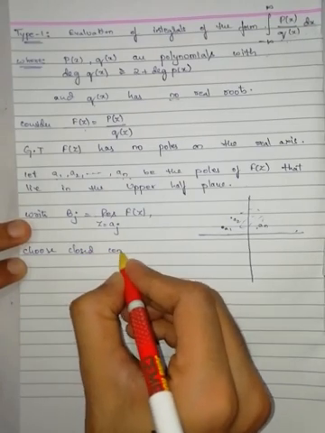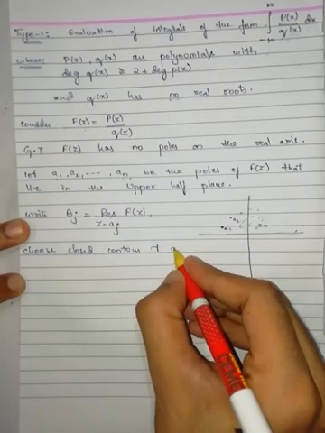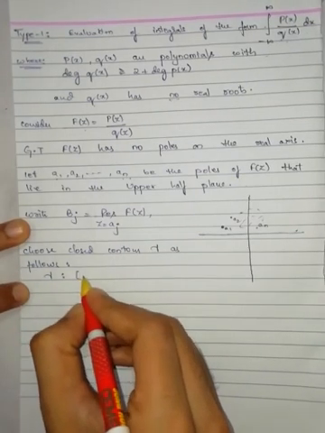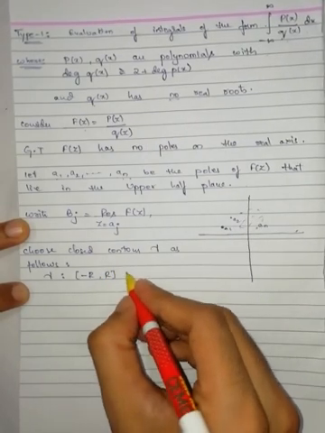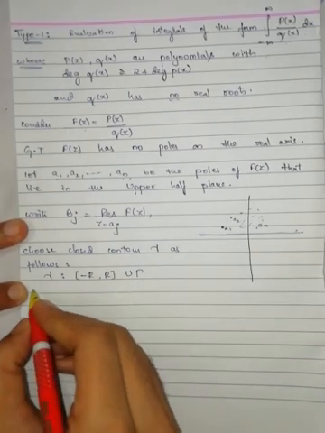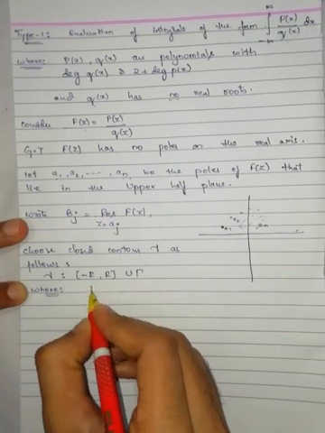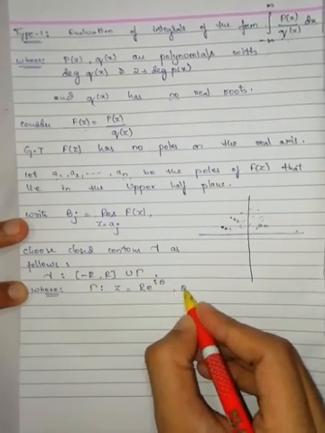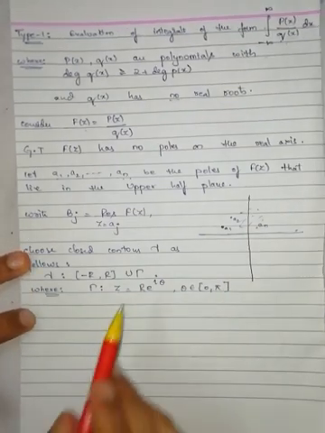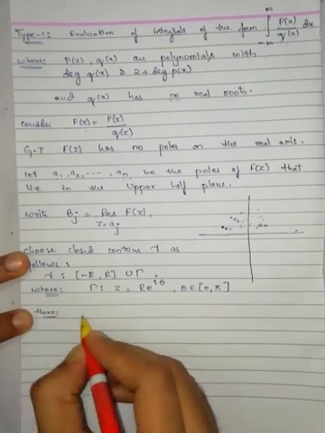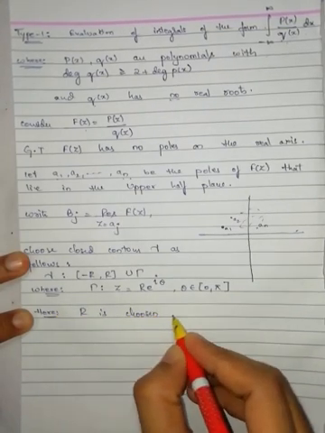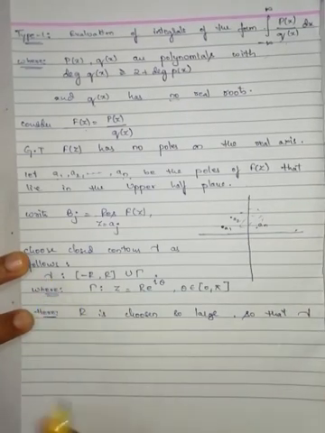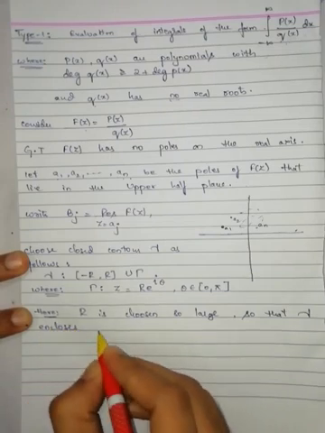a closed contour gamma as follows. Gamma is equal to the closed interval minus R to R, union capital Gamma, where capital Gamma is z equal to capital R e to the power of i theta, where theta belongs to the closed interval 0 to pi, and the radius R is chosen so large that this gamma encloses all the poles.